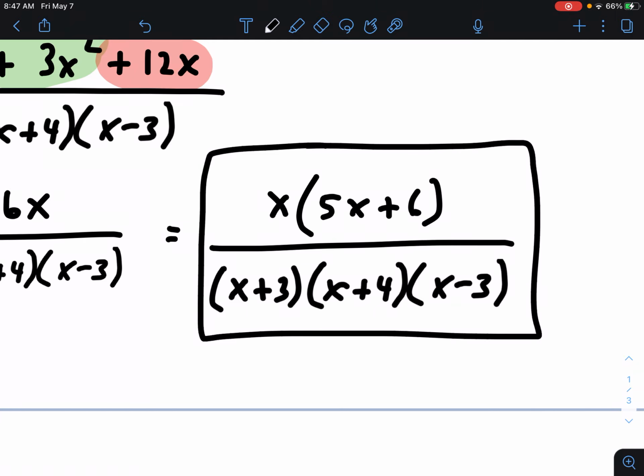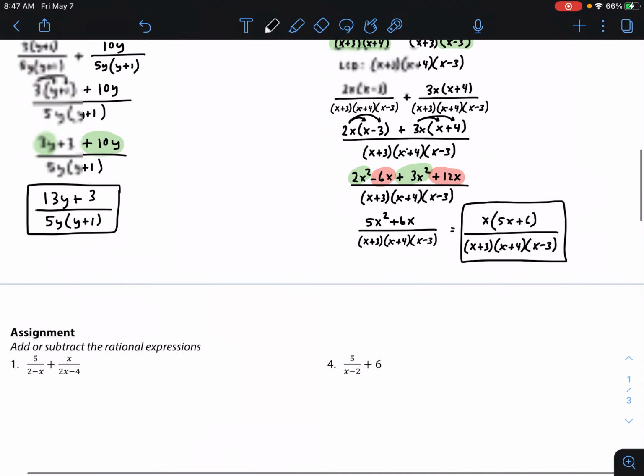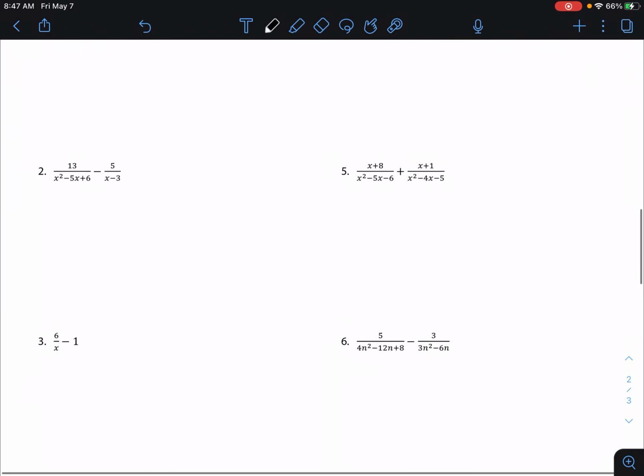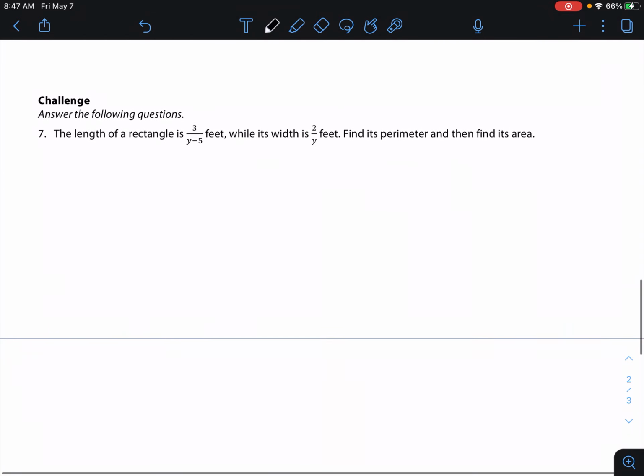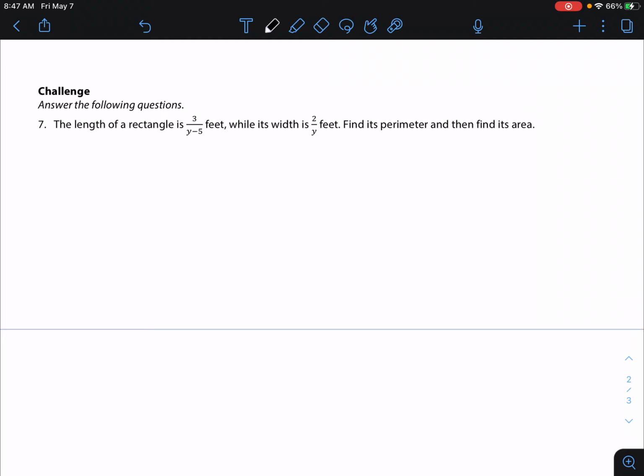Okay. So you guys have a few to try on your own, not very many. There is one nice challenge problem down here at the bottom where you have to find the perimeter and the area of a rectangle. So not only are you going to do what we're doing this week, you got to think back to what we did 2 weeks ago for finding the area. All right, questions, let me know.